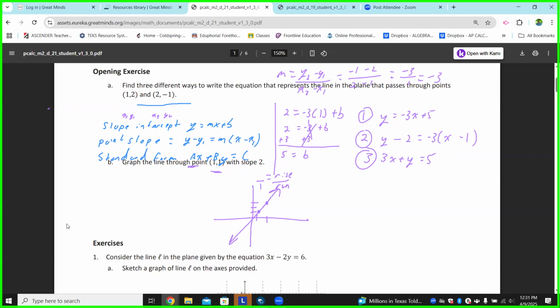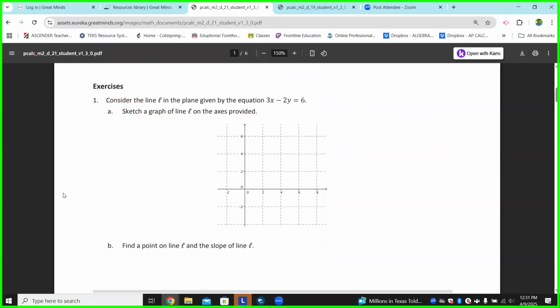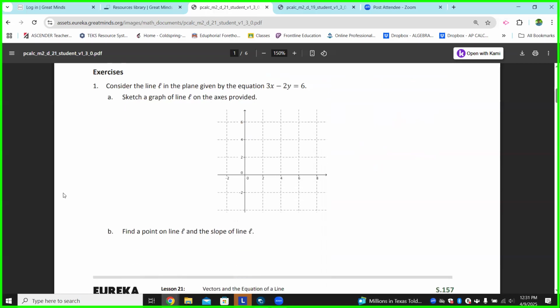Okay. All right, so let me get back to that. I'm going to shorten that up a little bit. All right, so number one, we're going to sketch the graph of the line on this axis here provided. So how would I sketch this graph? Make it make sense. How do we make it make sense? Get it in the slope intercept, right? So I can find the y-intercept and then I can use the slope.